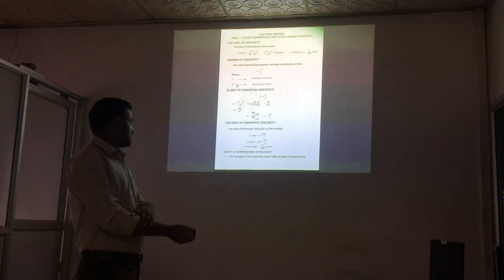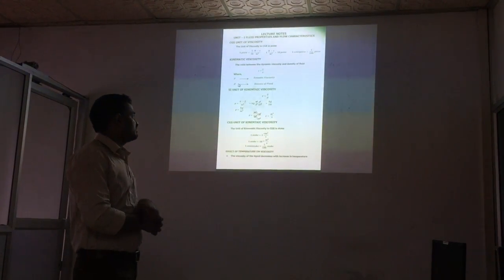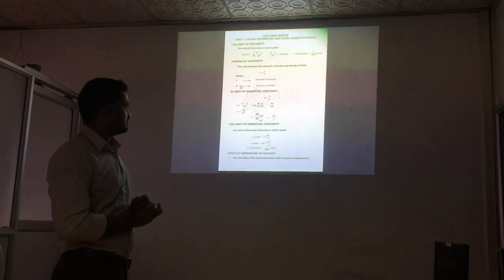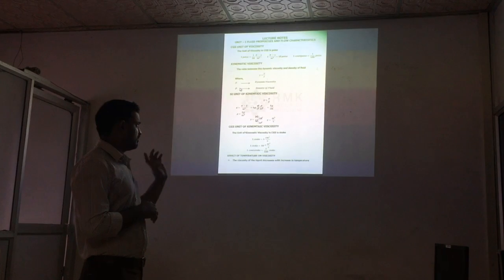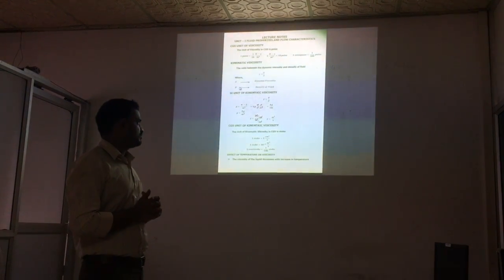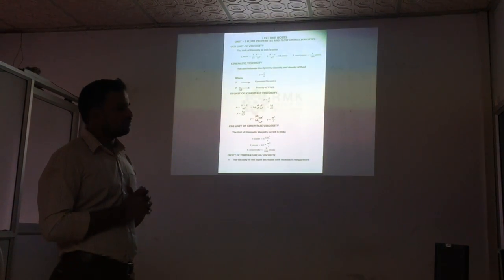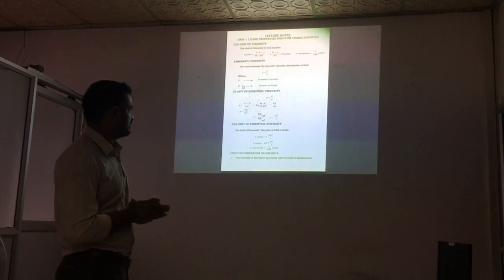CGS stands for centimetre gram second, which is another type of unit system. The unit for kinematic viscosity in CGS is the stokes. One stokes is nothing but 10 power minus 4 meter square per second.